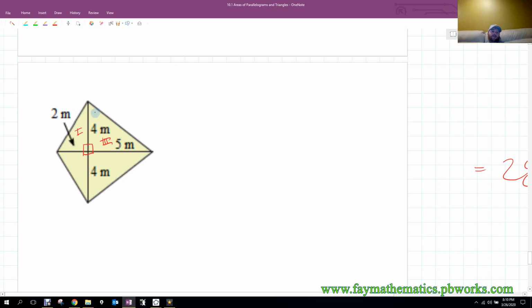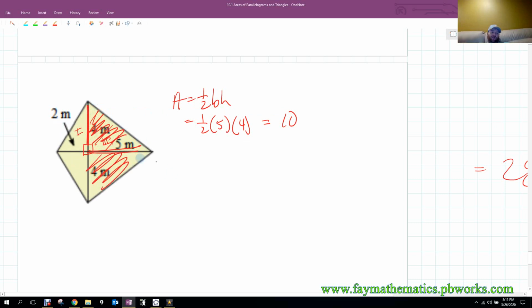So the area of this triangle here, 1/2 BH. B, I'm going to let be this 5. And H is going to be that 4. So it gives me 1/2 times 20, so 10. So that triangle is 10 square units right there. And so is that one then.